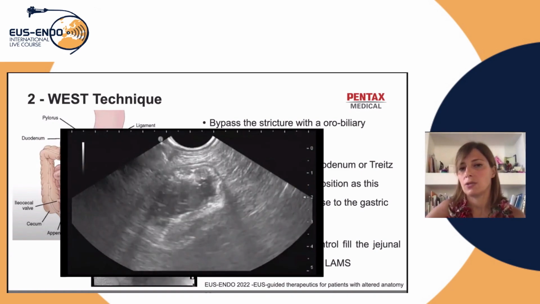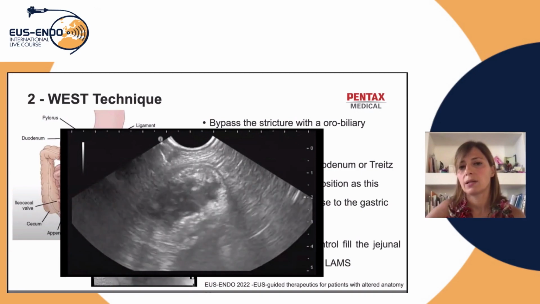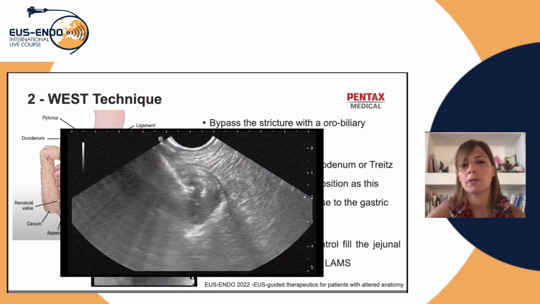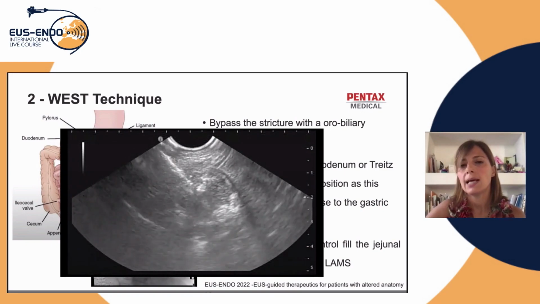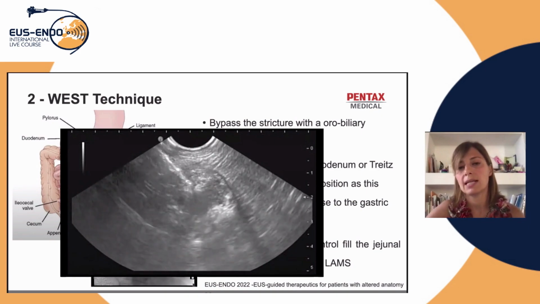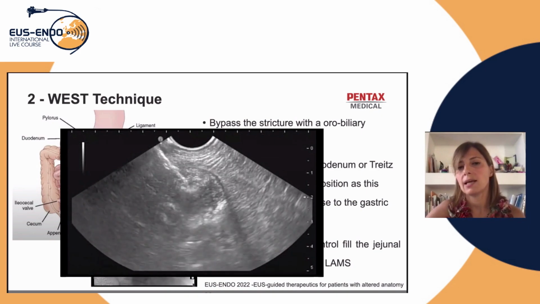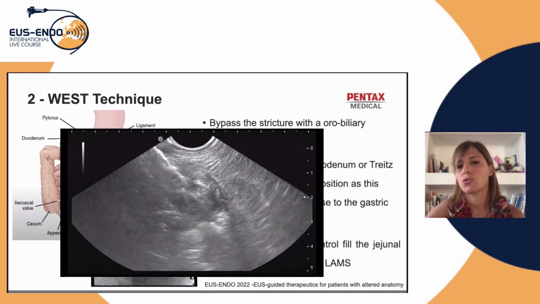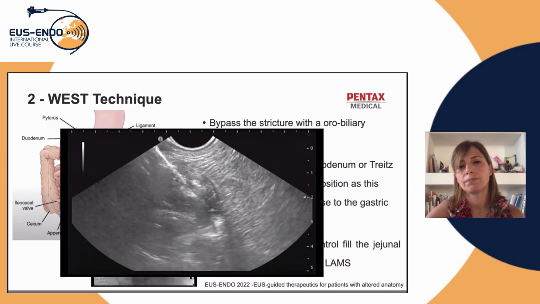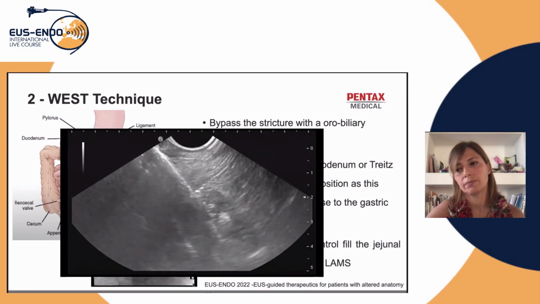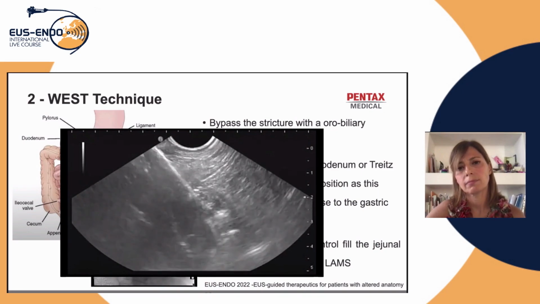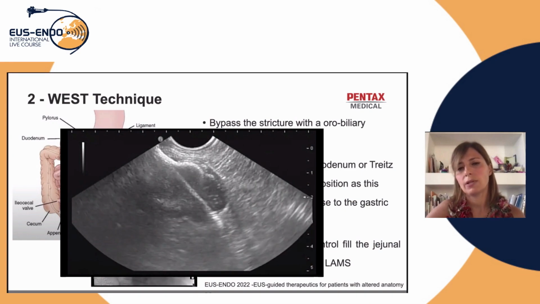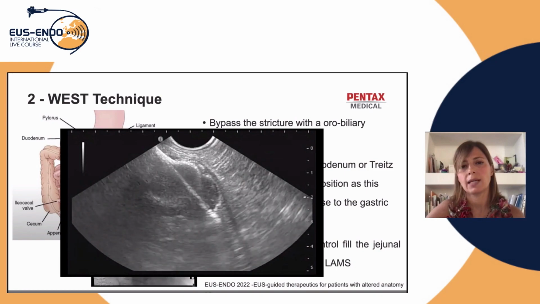Under EUS supervision, you fill the jejunal limb. You can also use some glucagon or Buscopan to reduce bowel movement. And then with the free hand technique, you can release your LAMS and anchor the distal flange into the jejunal loop, anchoring to the gastric wall, as you can see in the video. Retrieve in a classic release and release it into the stomach to perform a gastrojejunostomy.